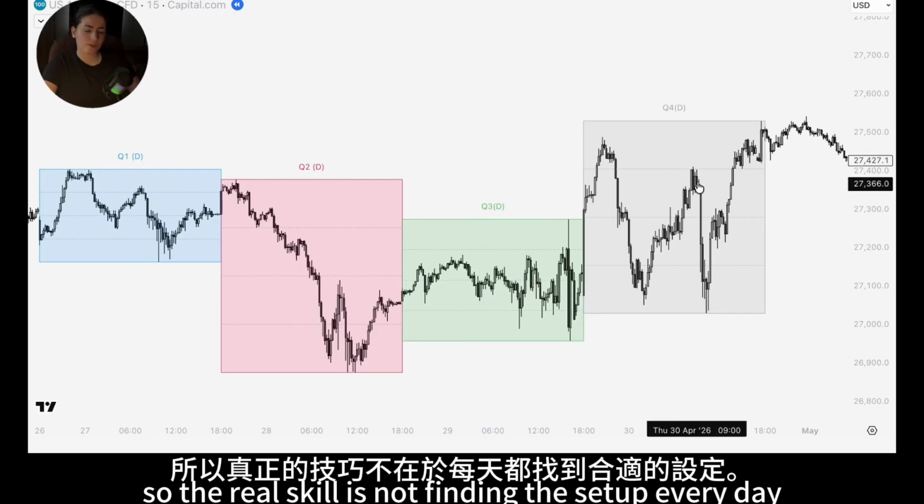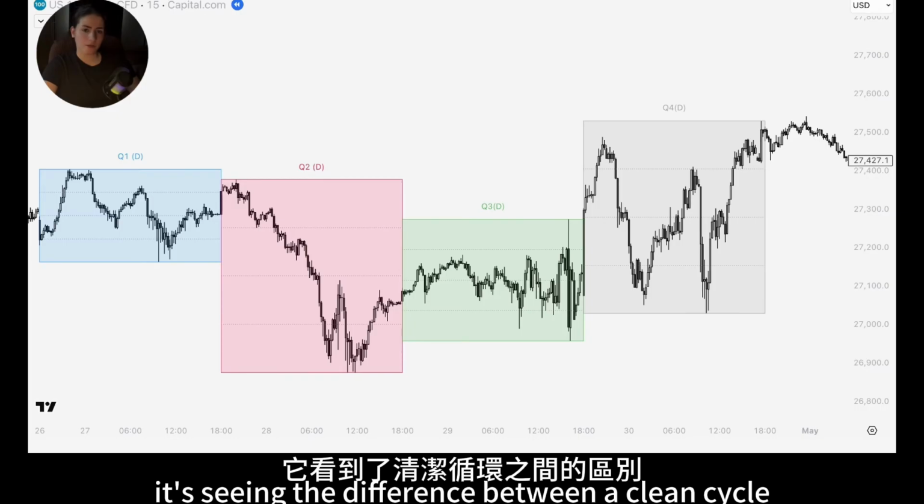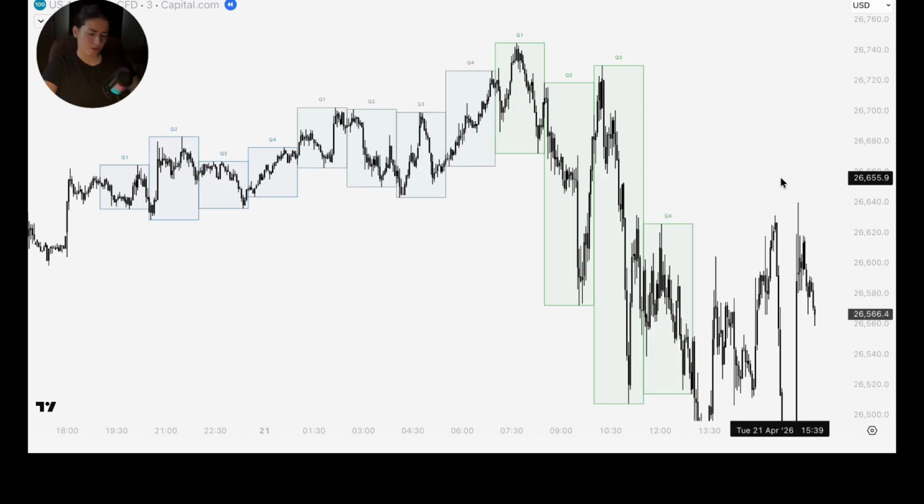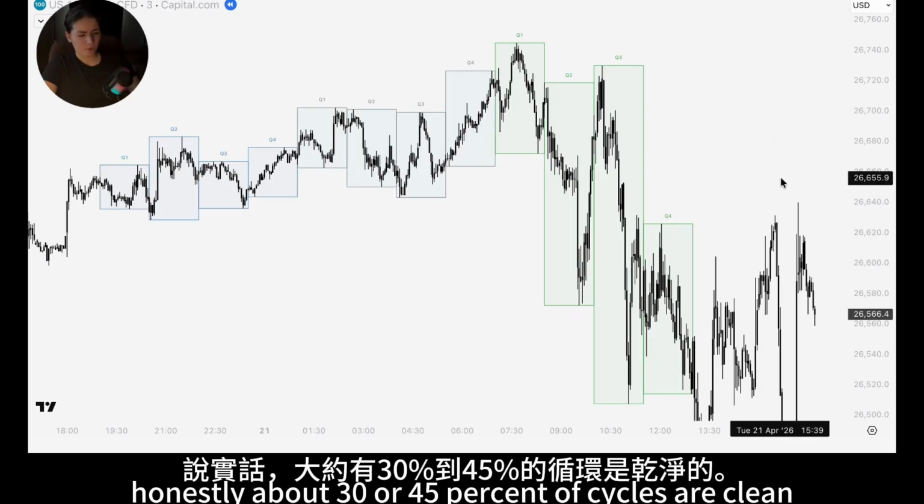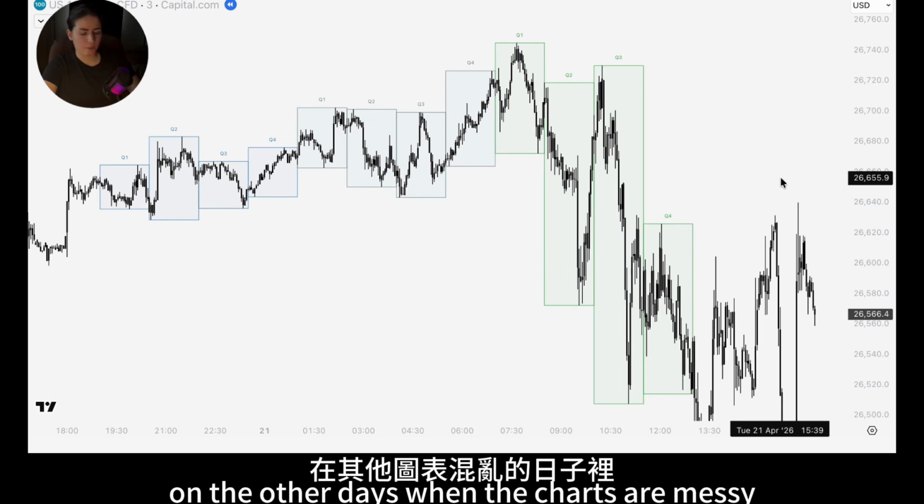So the real skill is not finding the setup every day. It's seeing the difference between a clean cycle and a dirty one. Honestly, about 30 or 40% of cycles are clean. Your job is to find those days and to do nothing on the other days when the charts are messy.